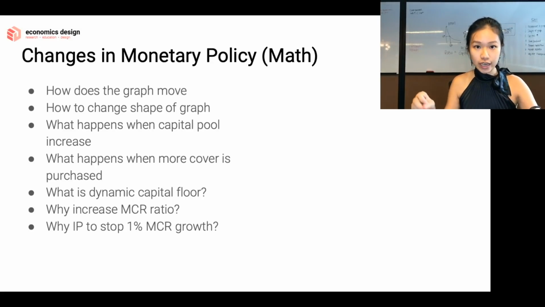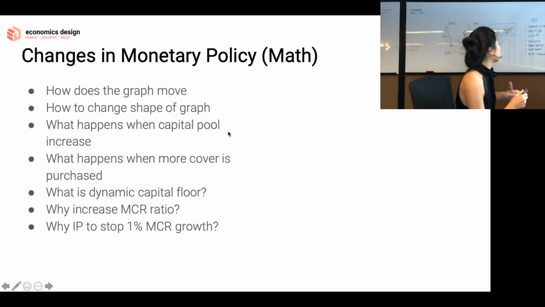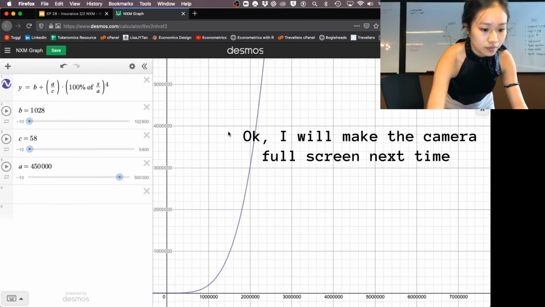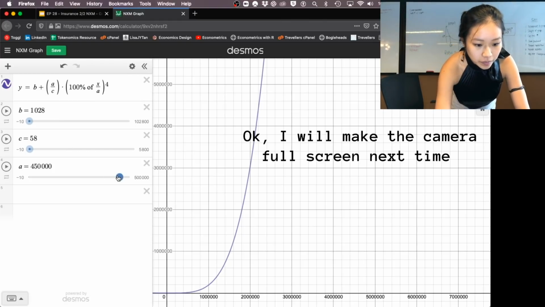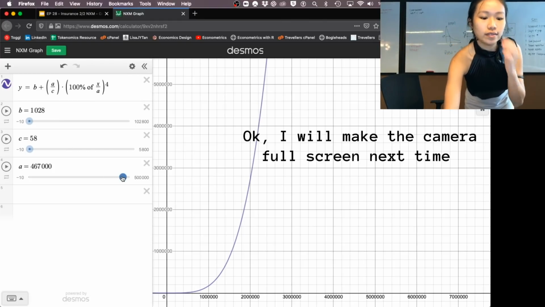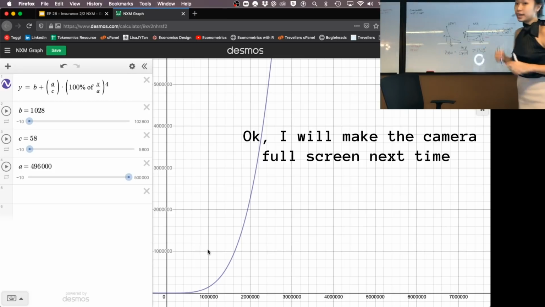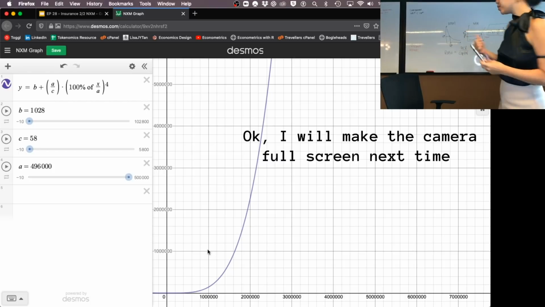And I'm just going to be writing it out, and I'm going to be talking about it later. So what happens when the capital pool increases? When the capital pool increases, the X increases. As we can see that the X increases, the line becomes more gentle, right? And if all things stay the same, this is what it is.